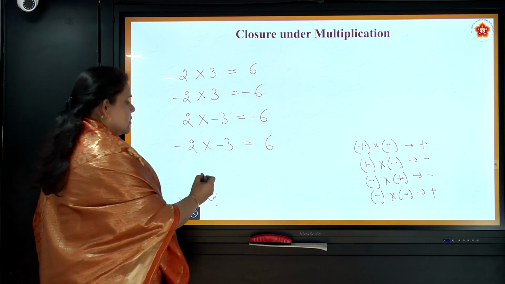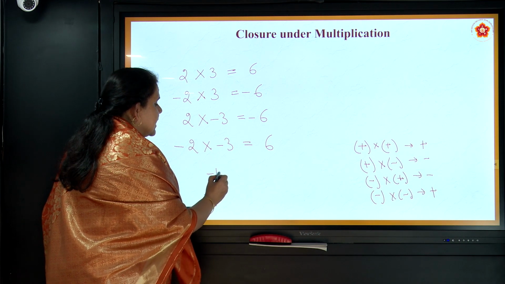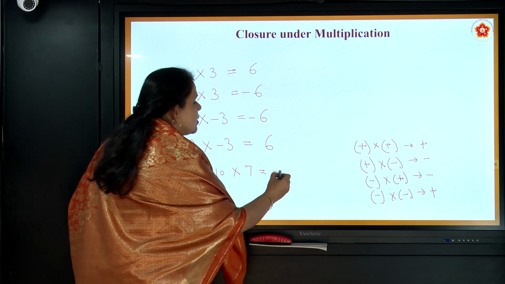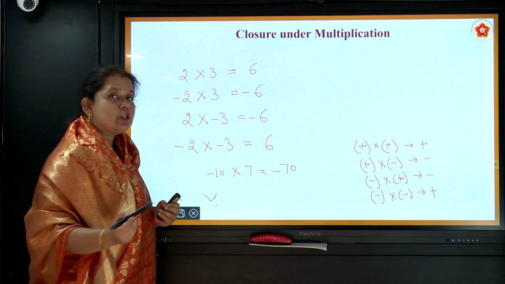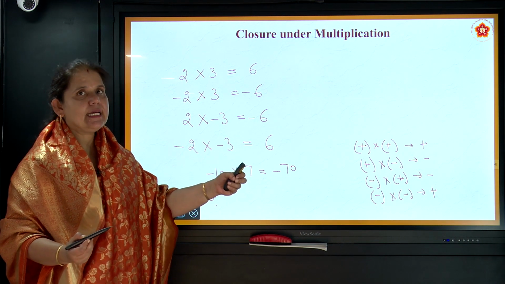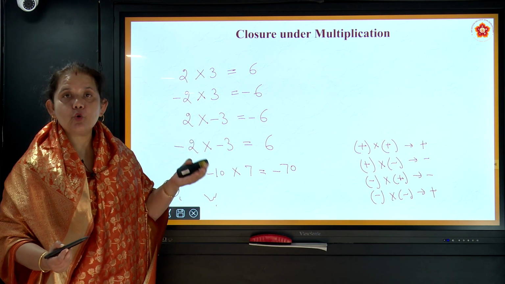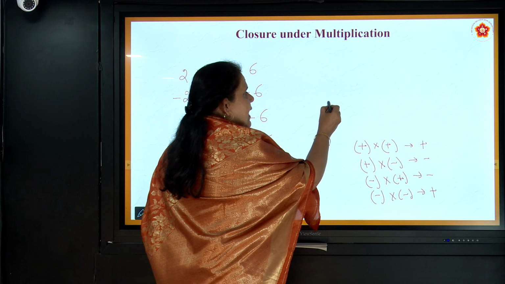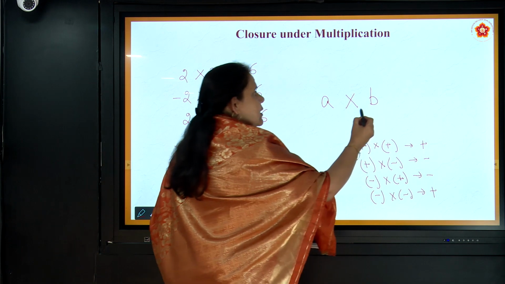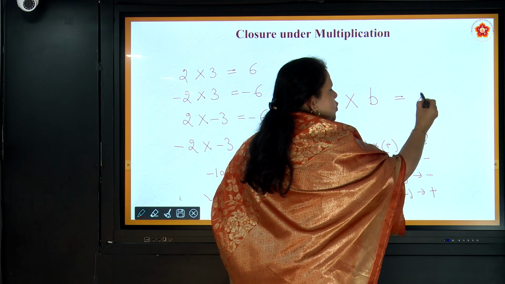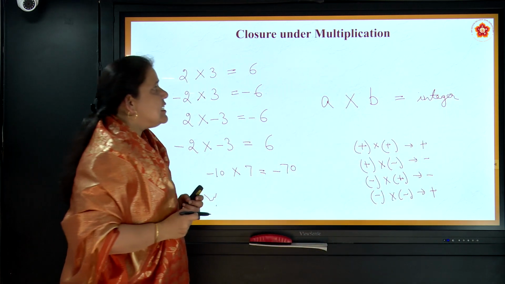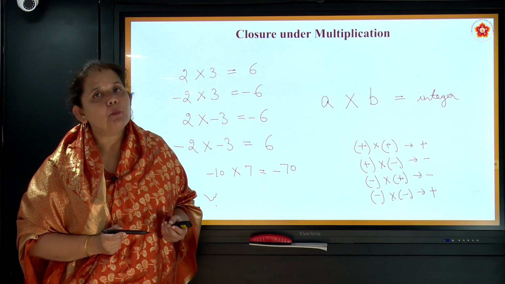Take any two integers. Suppose I take minus 10 and 7. Answer is minus 70, which is also an integer. So by multiplying two integers, we always get an integer, and this is called the closure property. That means if a is an integer, we multiply a by another integer, the answer is always going to be an integer. So we say that integers are closed under multiplication.